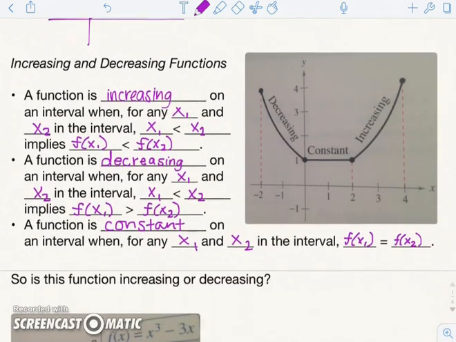Okay, the next thing up is increasing and decreasing functions. It might not be a bad idea to pause the video at this point and just copy down the notes. It's very wordy. So we're going to read the formal definitions, and I'm just going to explain it's a lot easier than it looks.